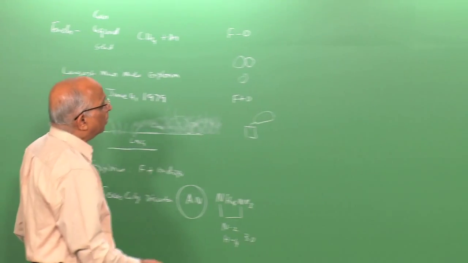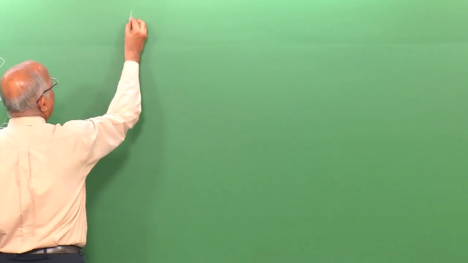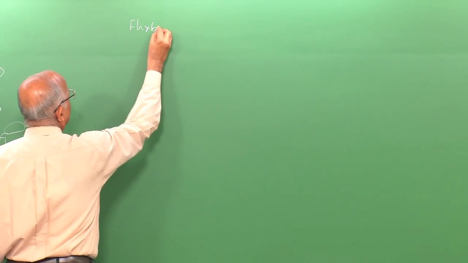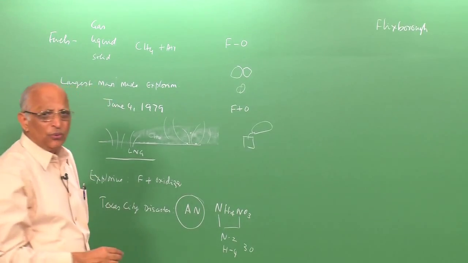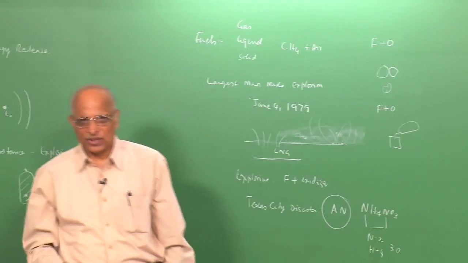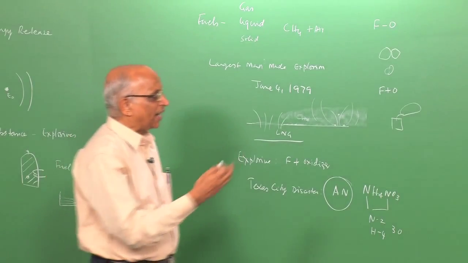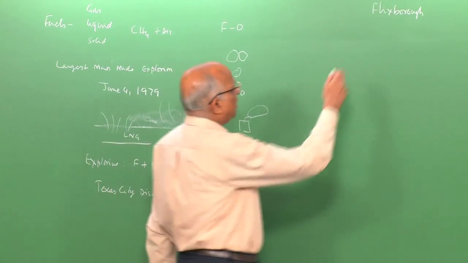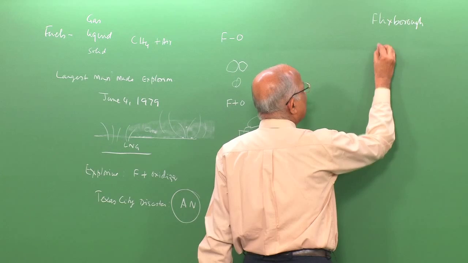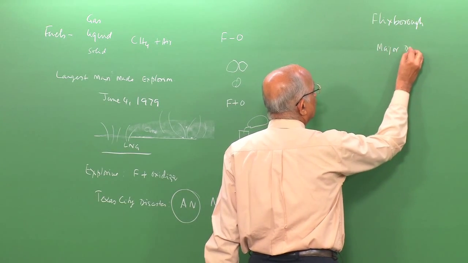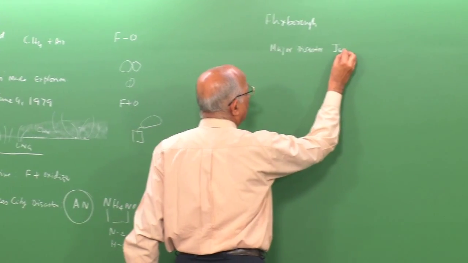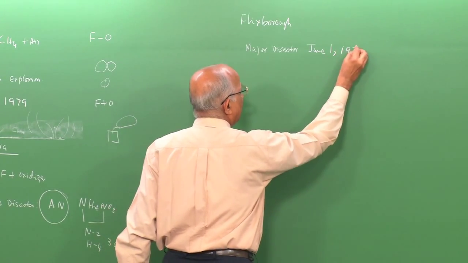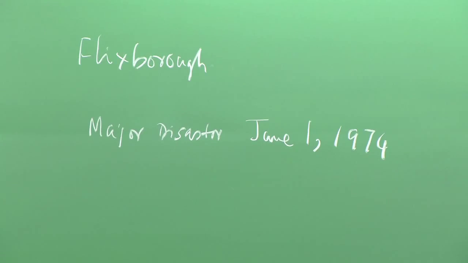I take the example of the accident at Hillsboro. I was particular to take this example because many of you would go and work in chemical plants in the future, or in some plants which handle chemicals. And what happened in this particular plant? There was a major disaster. I think it was around June 1, 1974. What happened in this case?